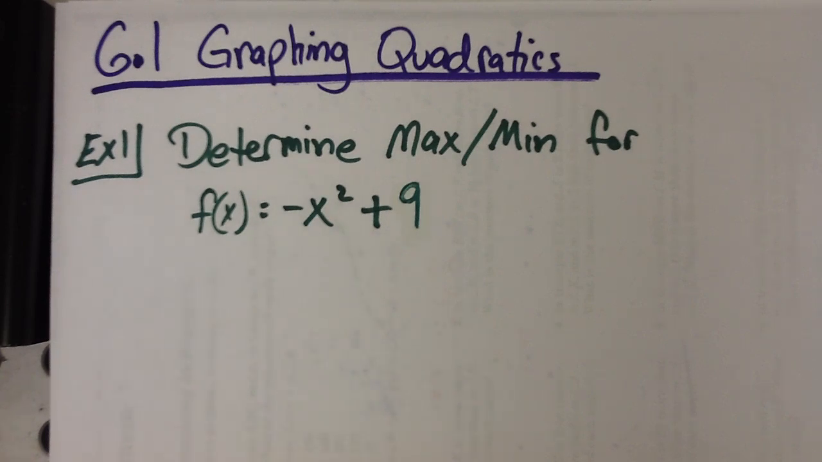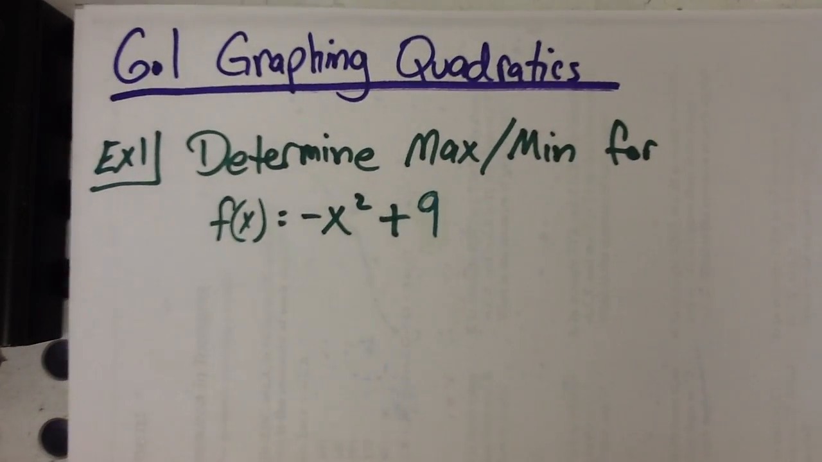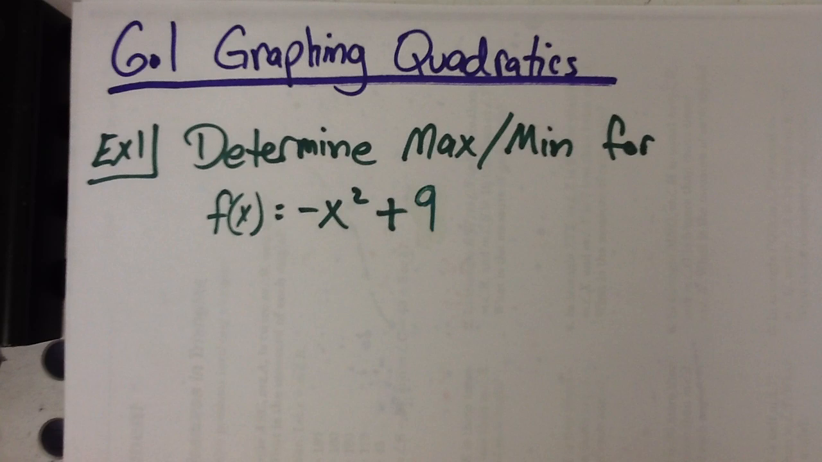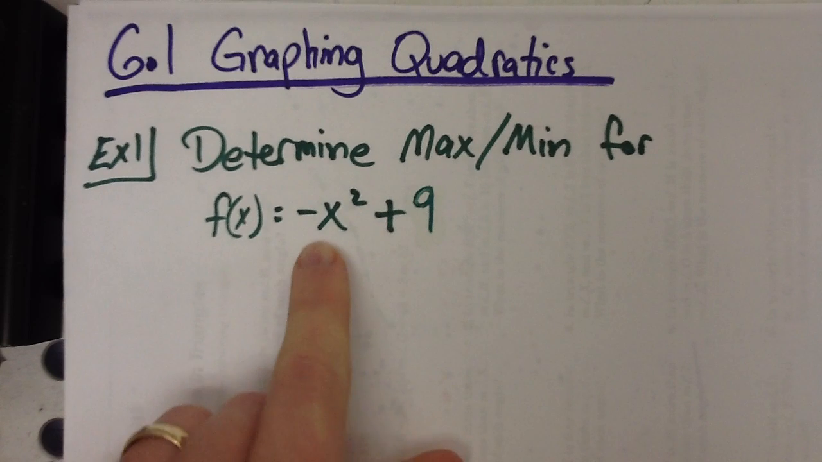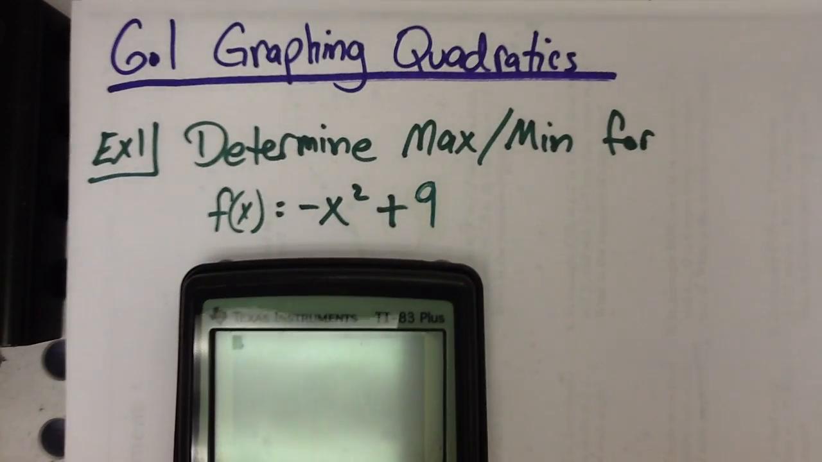6.1, graphing quadratics. You've kind of done some of this already, especially since you already did the rest of Chapter 6. This will lead into what you're going to do in Chapter 7, so we thought it would be a good time to throw it in there. So you're supposed to determine the maximum or minimum for this function, and hopefully you realize that's a parabola. So put it in the calculator, see what you get.